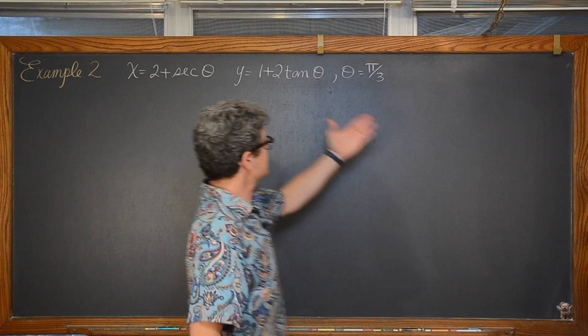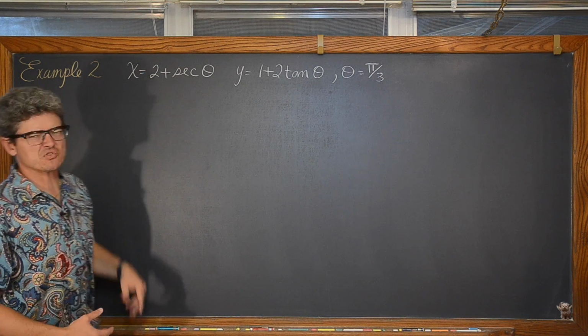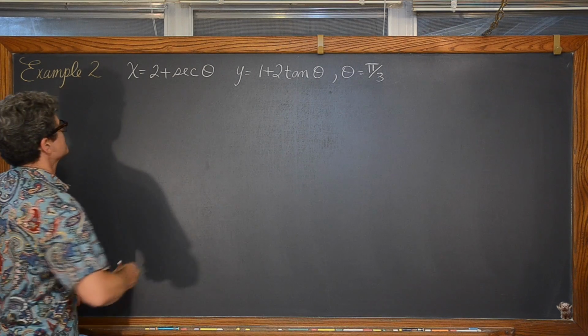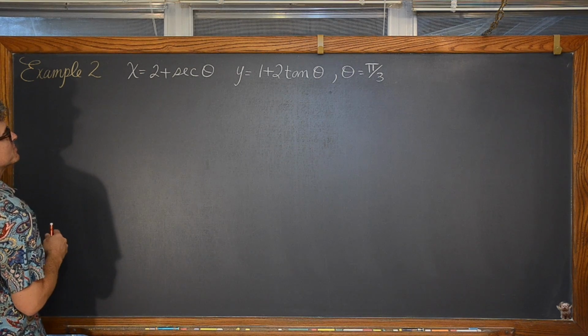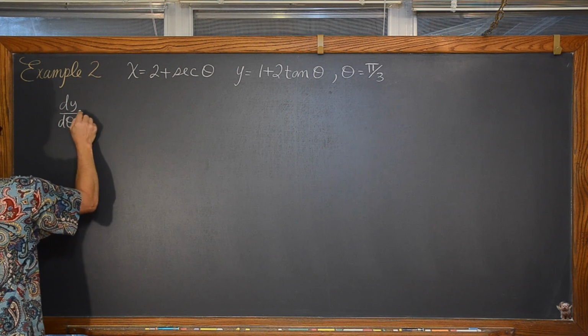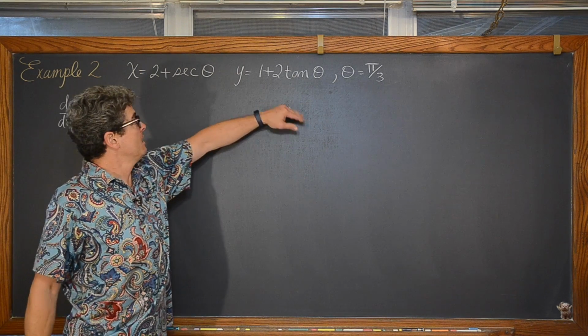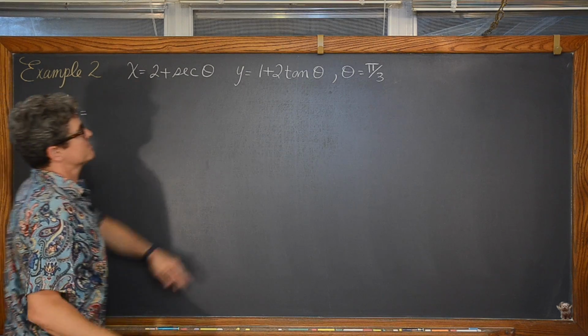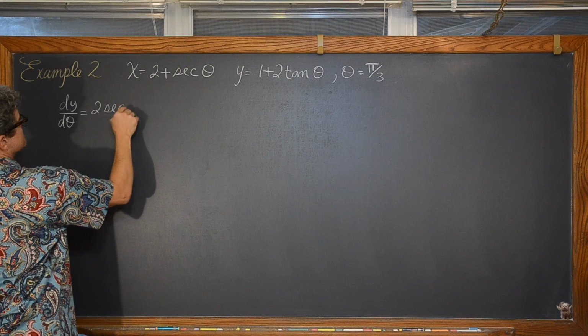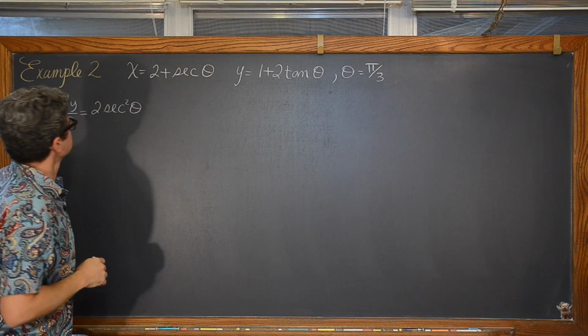So here we have the second example. Same directions, just got some trig in it this time, which is going to complicate things, but you know, we're in Calc 2. We should certainly be able to do this without too much trouble. We're going to do dy d theta, take the derivative of y with respect to theta, and of course, the derivative of tangent is secant squared, so we have 2 secant squared theta.